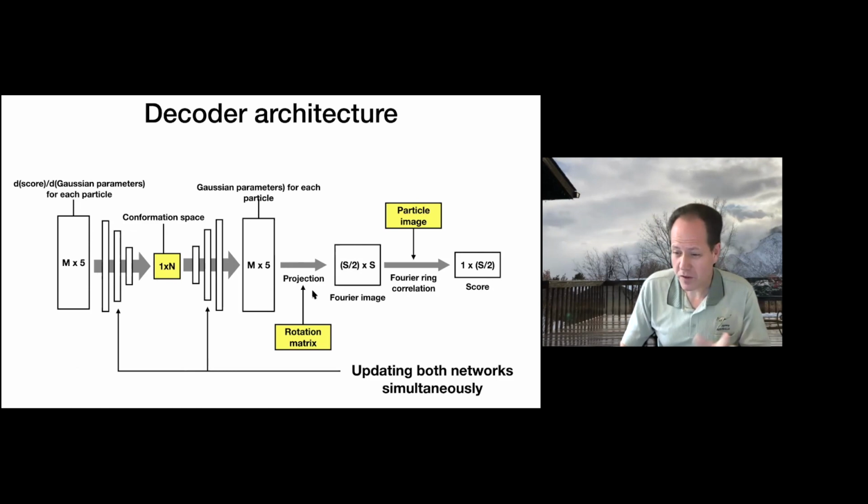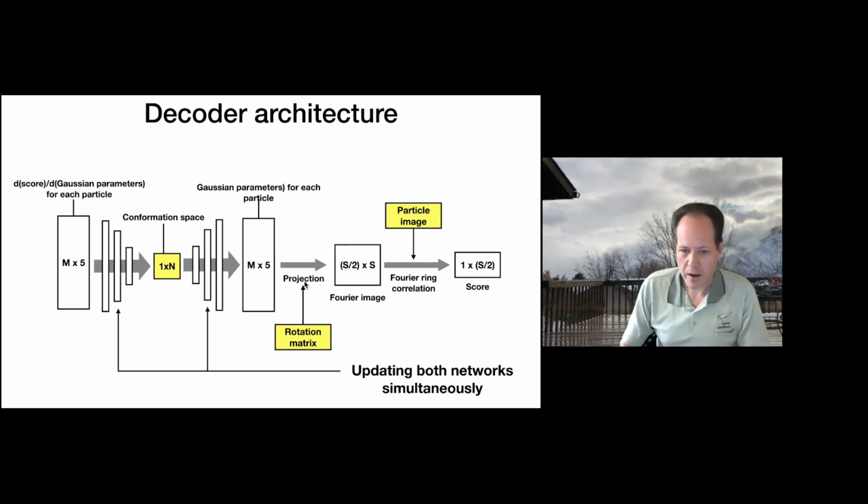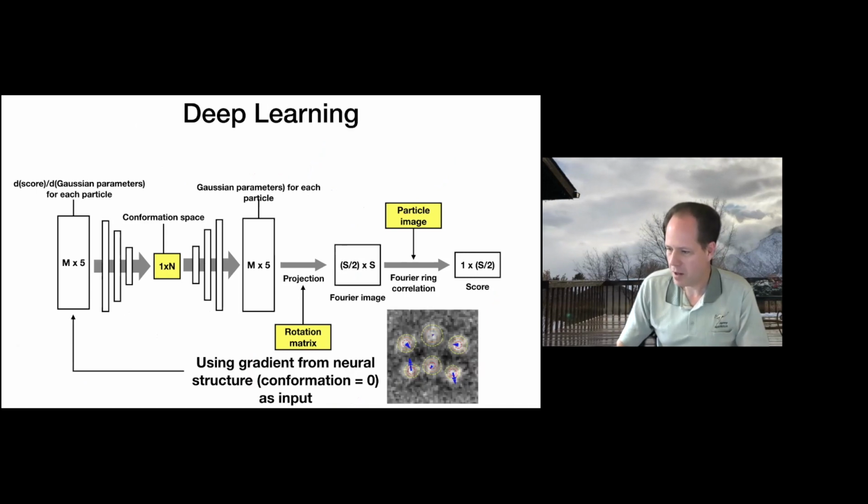We can also use this strategy to update the orientations of the particles as well, but I'm not going to get into that too much today. Anyway, once we've done that process, we can put particle derivatives into the network. So for each particle, we can put something into the network, and we can get a latent vector out.